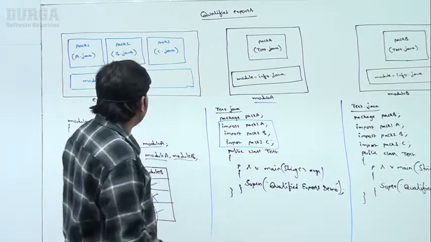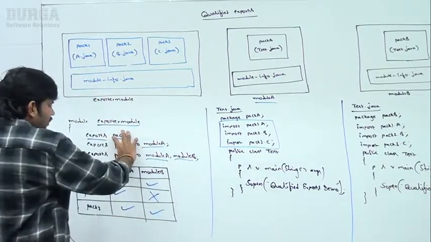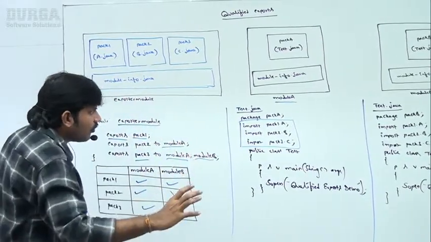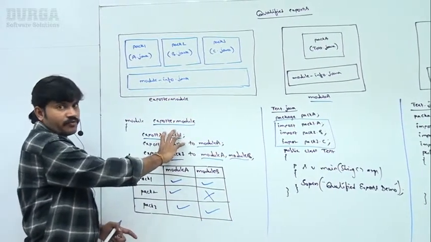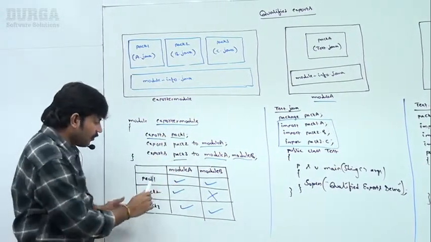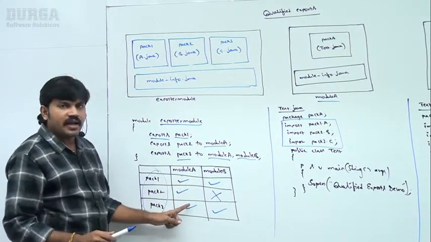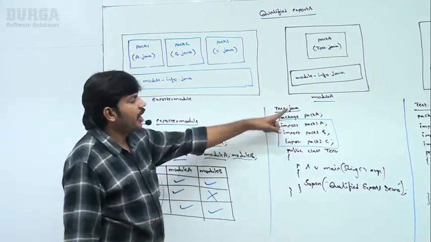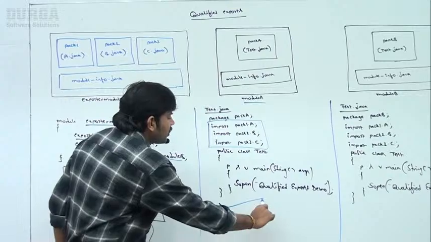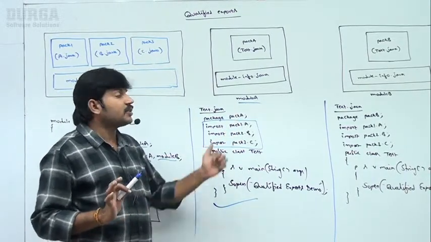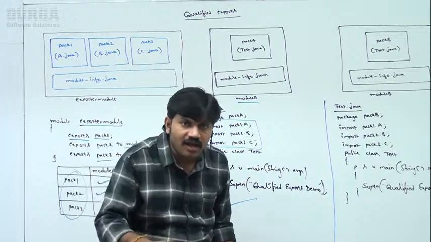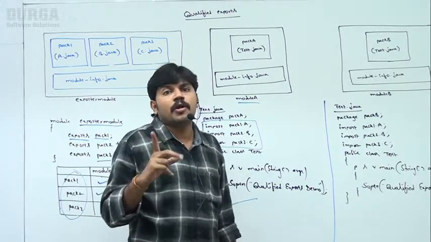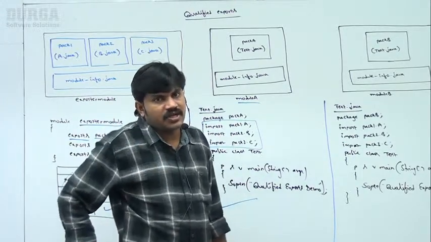Now my question is, are these 3 packages available to module A or not? Yes, according to our module-info.java, all the 3 packages are available to module A. No problem at all. Happily the code compiles fine, happily the code runs fine. This module A can use pack 1, pack 2, pack 3 of the exporter module. Are you able to understand that clearly?